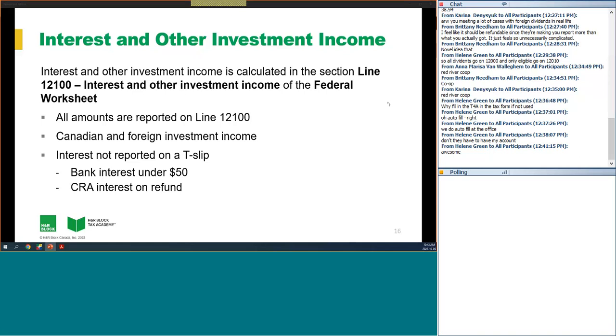Okay. All of this goes in the same line, whether it's Canadian or foreign. Any investment income. So most investment income is interest, but not all. Any foreign investment income, any Canadian investment income, any interest that you get will be reported on line 12100 of the tax return, whether it is on a tax slip or not on a tax slip. Okay. You can also get interest from the CRA. How do you get interest from the CRA? Do you know? When will the CRA pay interest to taxpayers?